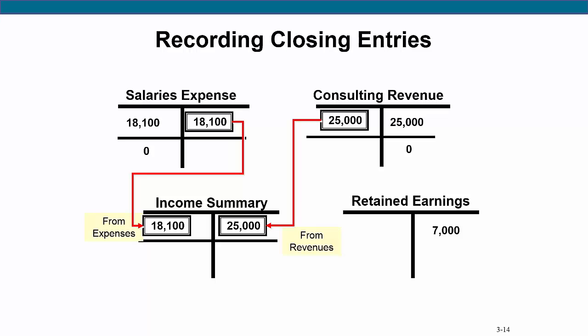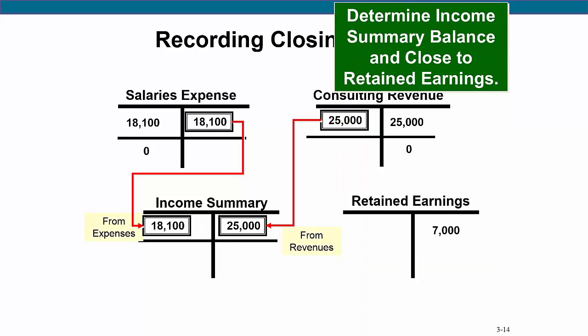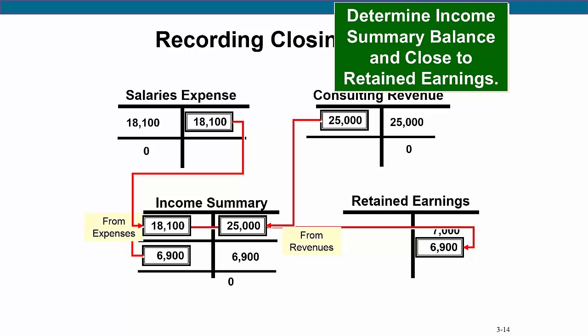After closing revenues and expenses, their balances are zero, and we can see that the balance in the income summary account is $6,900. This is actually the amount of net income for the year and must be transferred to the retained earnings account. So what is the entry to close income summary to retained earnings? Well, since income summary has a credit balance, we will zero it out with a debit while crediting retained earnings for $6,900.